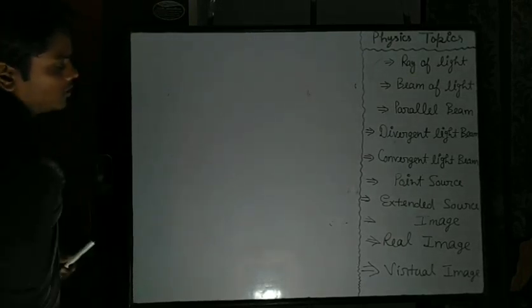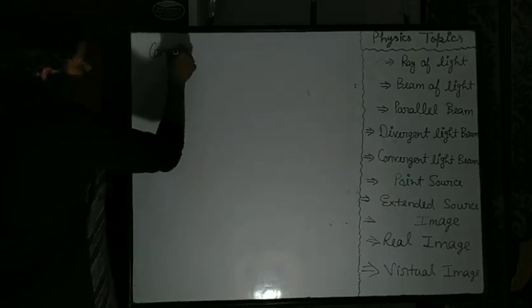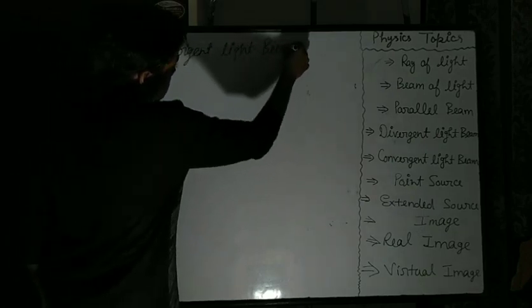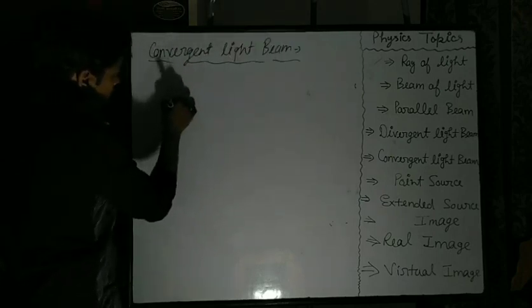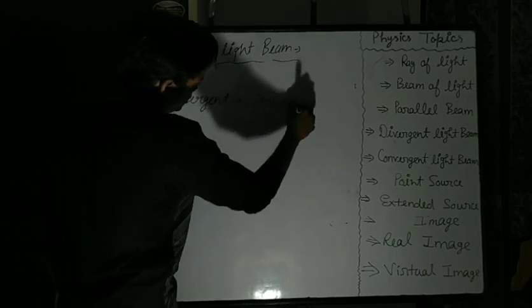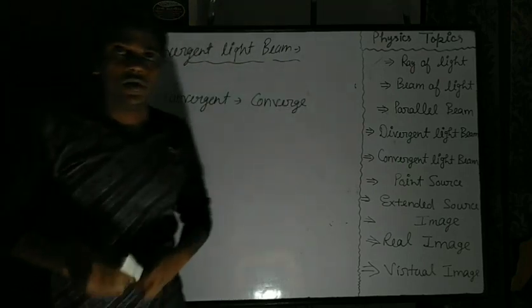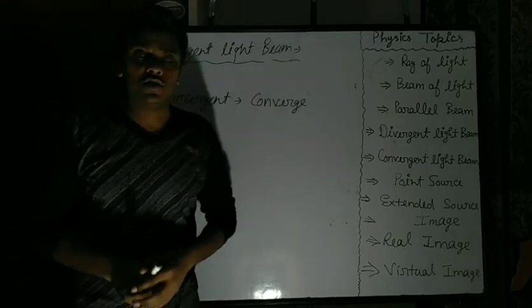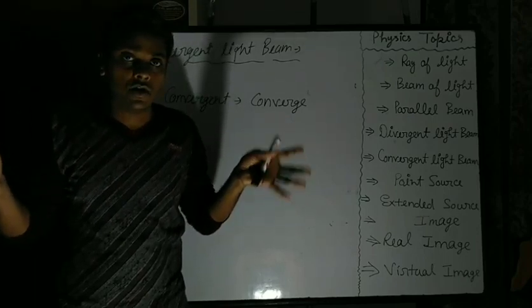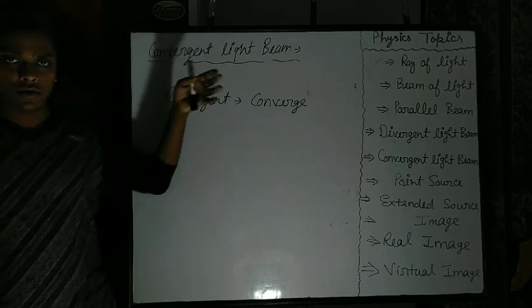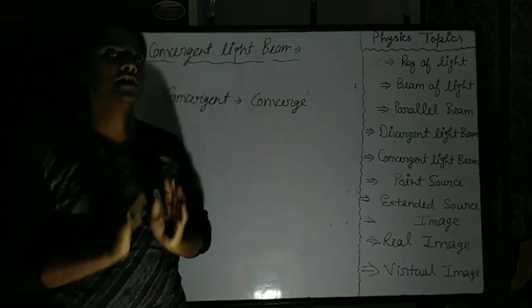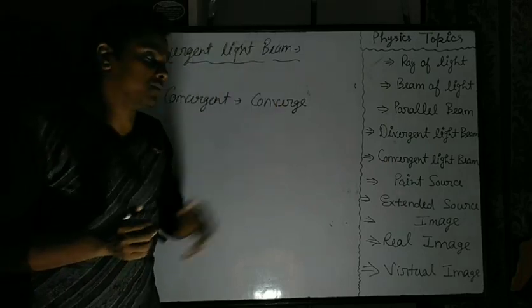Now convergent light beam. See that first word, convergent, means converge. Okay, see what is the meaning of converge? When lots of rays just meet at a single point. They come and meet at a single point. That is known as convergent light beam.